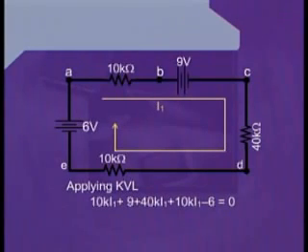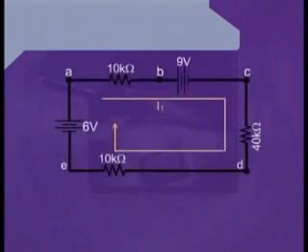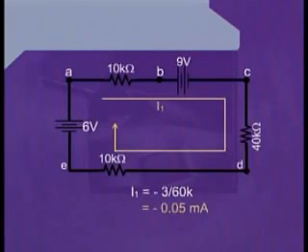Now, simplifying it, we can write 60K I1 is equal to minus 3. Further simplifying this expression, we can write I1 is equal to minus 3 divided by 60K, or I1 will be equal to minus 0.05 milliamperes.